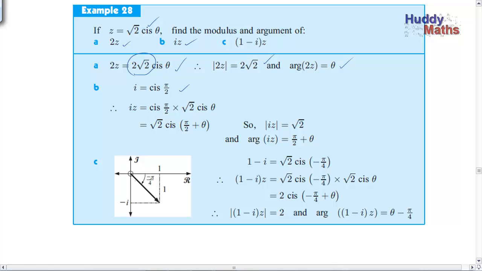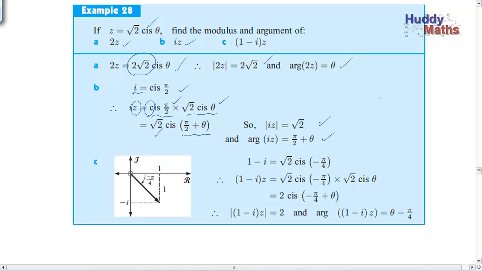Okay, what about iz? i is cis pi on 2. Why do we do that? Because z is in polar form. So if we're going to multiply by another complex number, change it to polar form. Not a bad little rule there. You wouldn't generally multiply x plus yi, or Cartesian form, by r cis theta form. Convert them to the same form, and in multiplication it's the cis form, so i becomes cis pi on 2. And root 2 is out the front. The size of this one is 1, and then you add the arguments. So finding the modulus and argument, we've got root 2, and the argument is theta plus pi on 2.